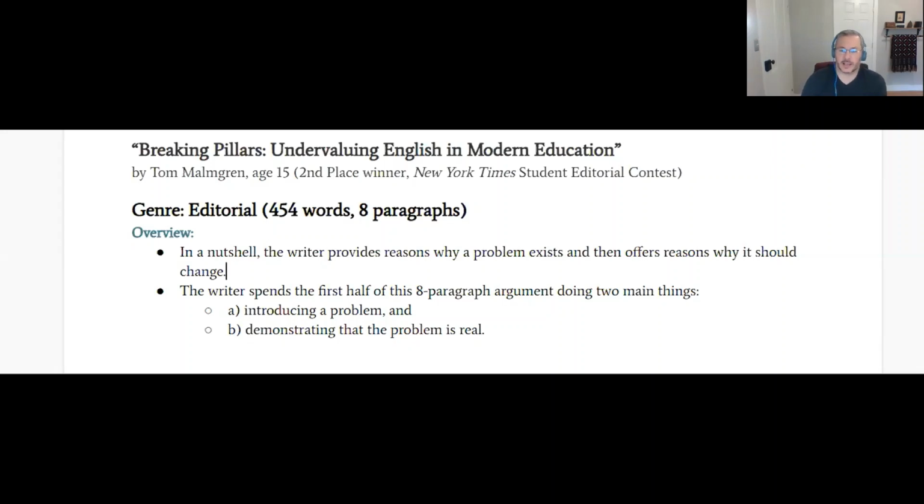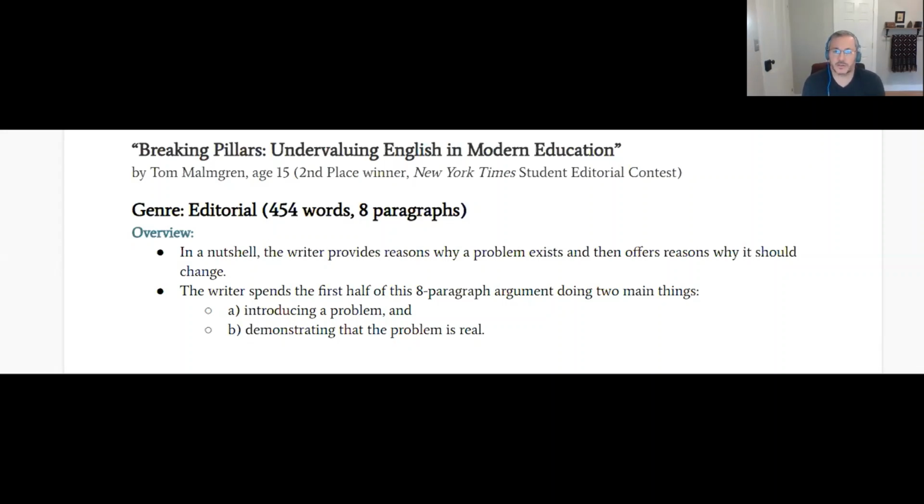Today we're going to look at an editorial article written by a young man named Tom Malgren, and he did quite well in an editorial contest that he entered, and we will introduce that contest later today. You'll see that the piece is short, under 500 words. It has many short paragraphs, 8 in all.